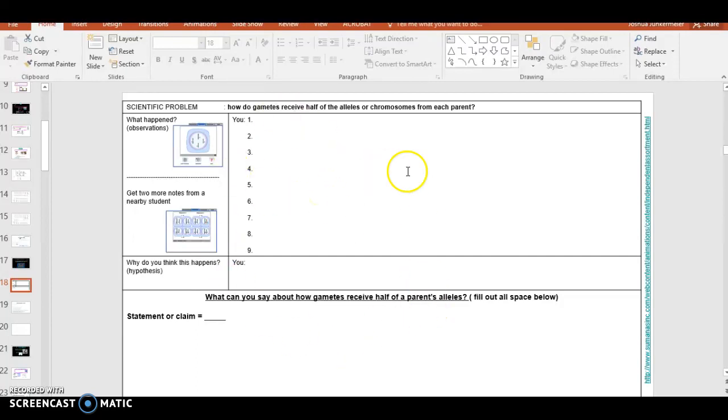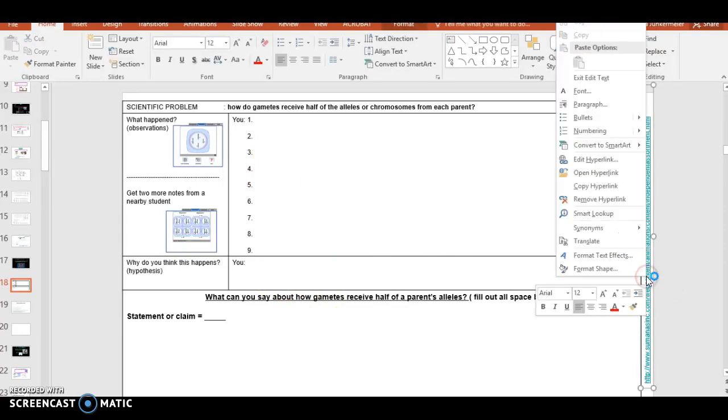So first of all, you don't need this worksheet to complete it. You just need to know that you need to have 9 observations, generate a hypothesis, and then produce a model down here below. There's also a YouTube video showing you how to use this website to complete and get your observations. So the website's here. Let's click on it. Let's see where it takes us.